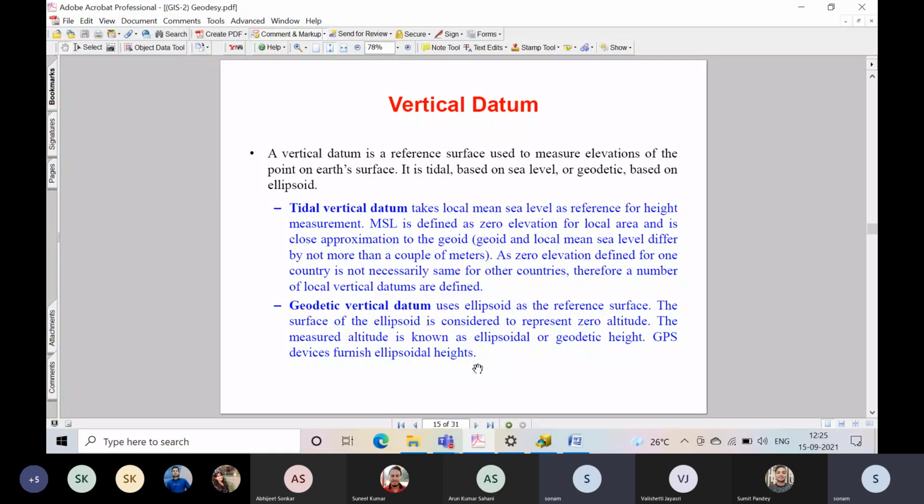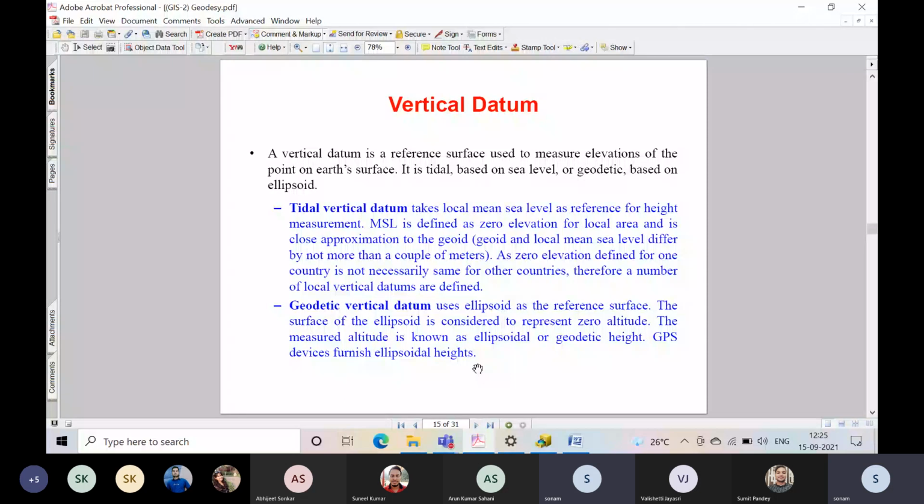For that case, we need to go for the geodetic vertical datum because it uses the ellipsoid as the reference surface. Therefore, the GPS device measures the ellipsoidal height or the geodetic height. If you measure the XYZ position corresponding to any height, the elevation or altitude will be measured from the ellipsoid, and it will give you the geodetic height.